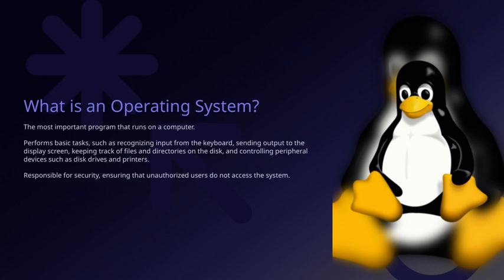Another crucial role of the operating system is security. It's responsible for ensuring that unauthorized users can't access the system, protecting your data and maintaining privacy. All these functions highlight how central the OS is to making our computers user-friendly, efficient, and secure, connecting all the hardware and software components into a cohesive system.